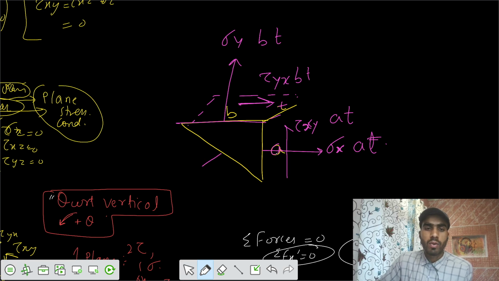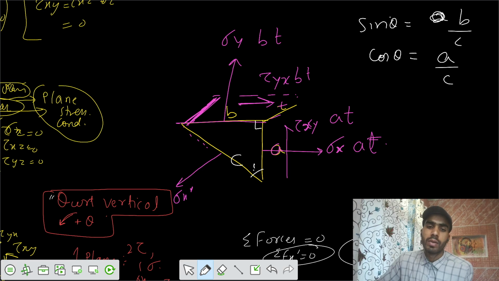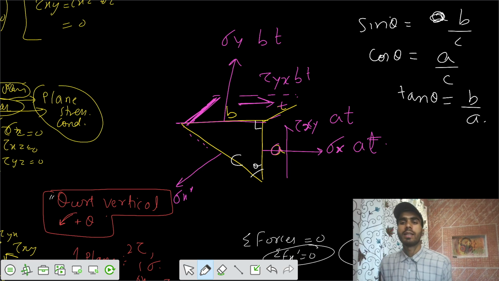Similarly, we have sigma x dash. It is acting on this particular plane, where the thickness is constant, but we don't know this length. Let's name it c. From the right-angle triangle with angle theta, we can write sine theta equals perpendicular by hypotenuse, that is b by c. Cos theta is a by c, and tan theta, perpendicular by base, is b by a. So we got sine theta, cos theta, and tan theta.